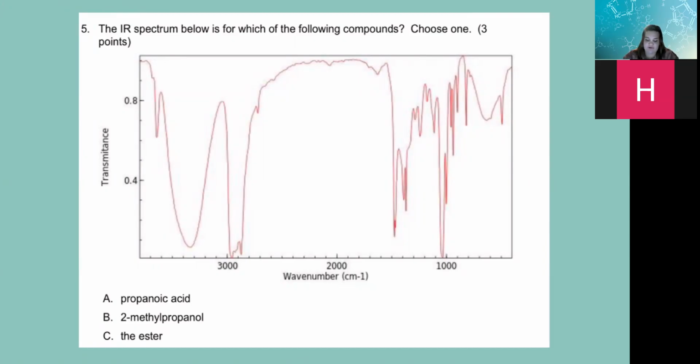Okay, just a refresher if you're confused. Propanoic acid is a carboxylic acid. With 2-methylpropanol, the fact that there's "ol" at the end tells you it's an alcohol. And then ester, that's self-explanatory. That's an ester. Okay, good. That helped a couple of you.